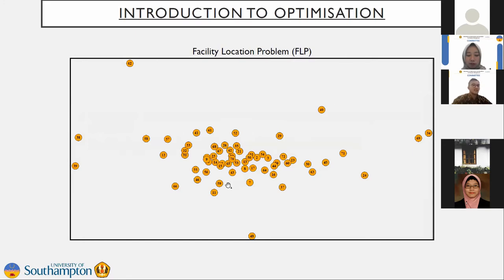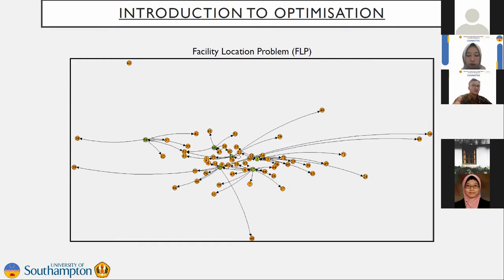And in the context of disasters, as you can see, the circles in orange represent areas impacted by disaster. Let's say there is a disaster hitting an area and we see the distribution of the impacted areas. In optimization, we will be able to look at the most optimum post to handle that disaster after it happens. So this is what we call the facility location problem.